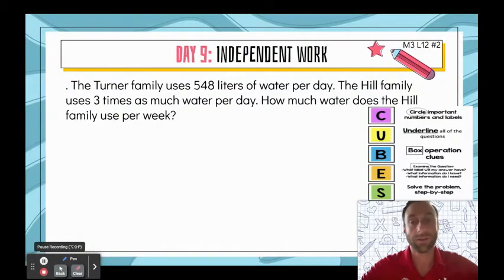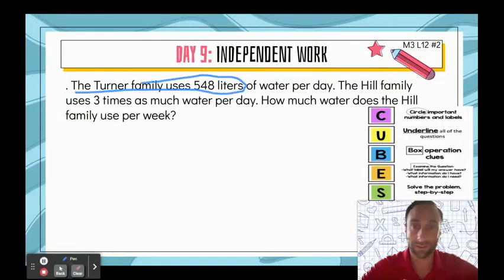All right, so the Turner family uses 548 liters of water per day. The Hill family uses 3 times as much water per day. How much does the Hill family use per week? Okay, let's take a look at this, huh? Turner family uses 548 liters of water each day. The Hill family uses 3 times as much.